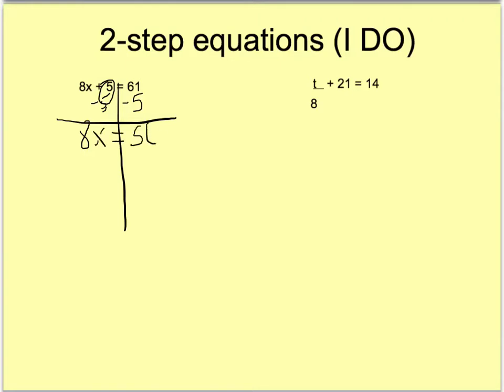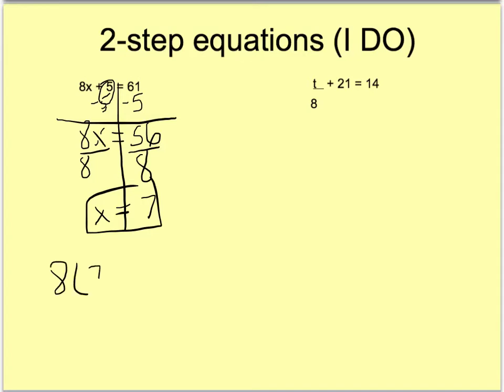equals 56. So now I have 8 times x, and the opposite of that would be to divide by 8 on both sides, and I'm left with x is equal to 7. Okay, you can check your work by plugging in 7 for x. Okay, so we do have 56 plus 5 is equal to 61, so it does work.